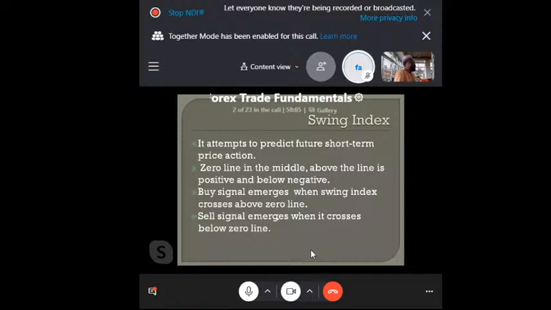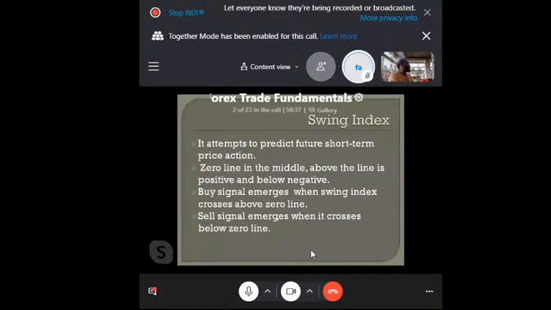So let's take another tool called the swing index. This one too is a new tool. The previous traders were not taught this tool, so your class is the first to be taught the swing index. Swing index attempts to predict future short-time price action. There is a zero line in the middle. Above the zero line is positive, and below the zero line is negative.